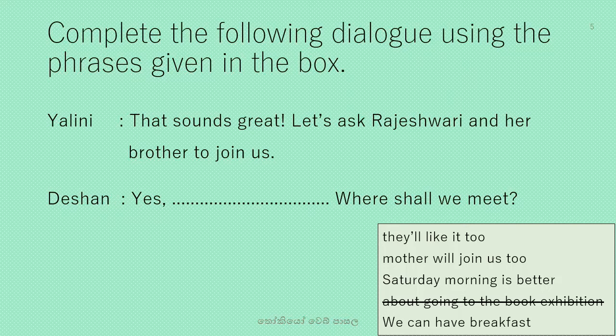Okay, so were you able to find it? Here we can see Yalini is telling, let's ask Rajeshwari and her brother to join us. So what can be Deshan telling? I hope you got it correct. Yes, they'll like it too. Where shall we meet? Then they are going to discuss where they are going to meet each other. As we have used they'll like it too, we can cross it off as well.